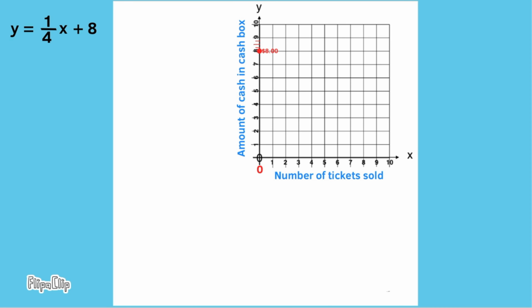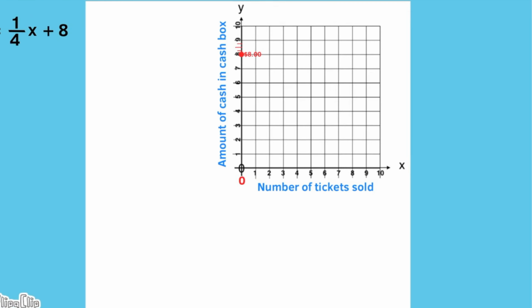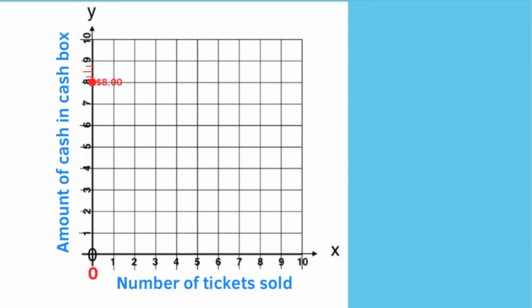At the start, when 0 tickets were sold, there was $8 in the cash box. After 1 ticket was sold, there was $8.25 in the cash box. After 2 tickets, there was $8.50. After 3 tickets, $8.75. After 4 tickets, $9 were in the cash box.